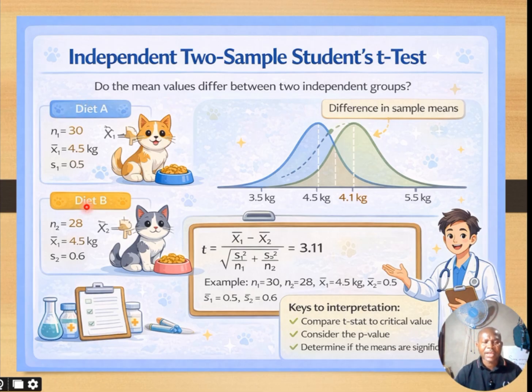So we compare two diets. For the first diet, we have the sample size to be 30, the mean to be 4.5, and the variance to be 0.5. And for the second diet, we have our sample size to be 28, our mean is 4.5. So we may want to compare. This is just to illustrate, and this is the formula for two sample t-test. The formula for one sample t-test is different from the formula of two sample student t-test.